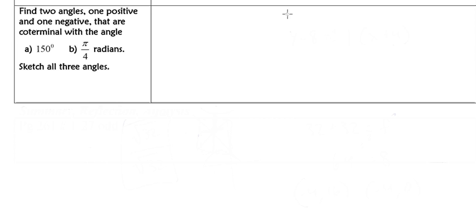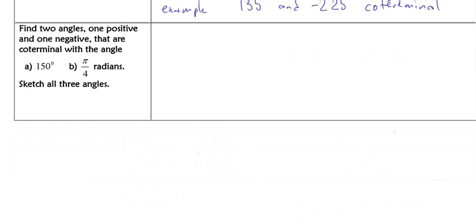All right, here we go. Find two angles, one positive, one negative, that are coterminal with the angle. And we're going to do 150 degrees and pi over 4 radians.